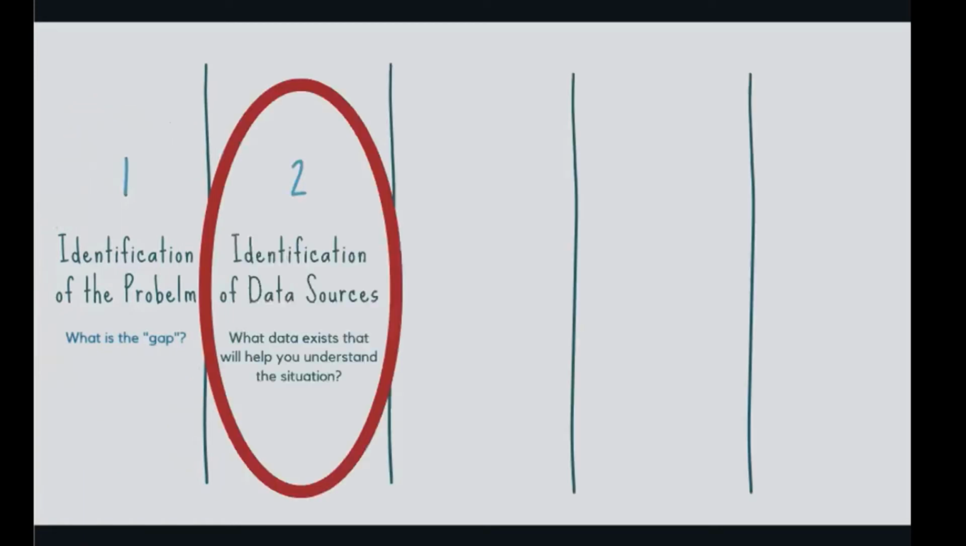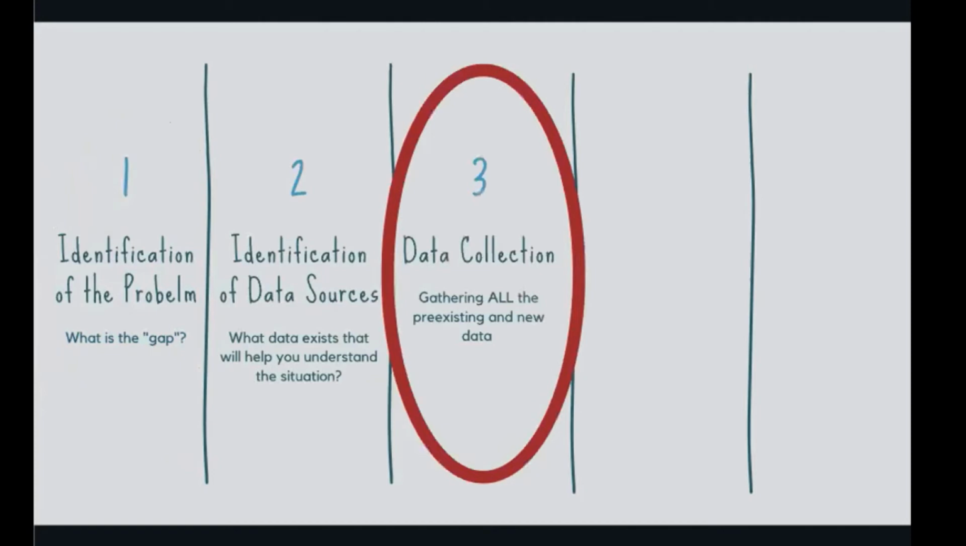Next up is identification of data sources. What data exists already that will help you understand the situation? After that, you're going to collect data, all the pre-existing data, and then all the new data.